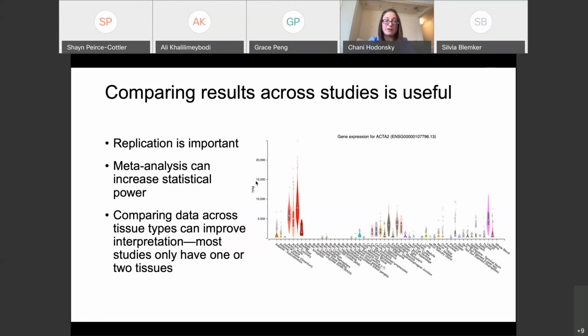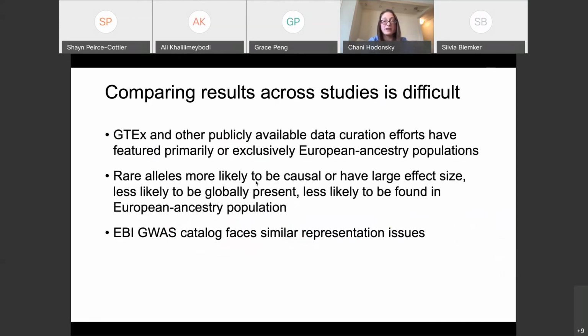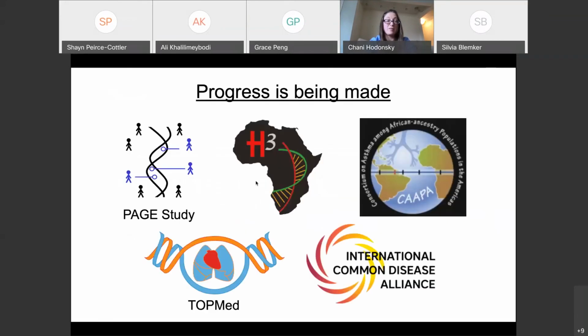However, GTEx and most other publicly available resources, unfortunately, are also generated primarily in homogeneous populations, specifically European ancestry. So comparing results across studies is important. It's also difficult because, as I mentioned before, the majority of SNPs or variants in the human population are rare. These are more likely to be causal and have a large effect size, but are less likely to be globally present and can't be detected in populations where they do not exist.